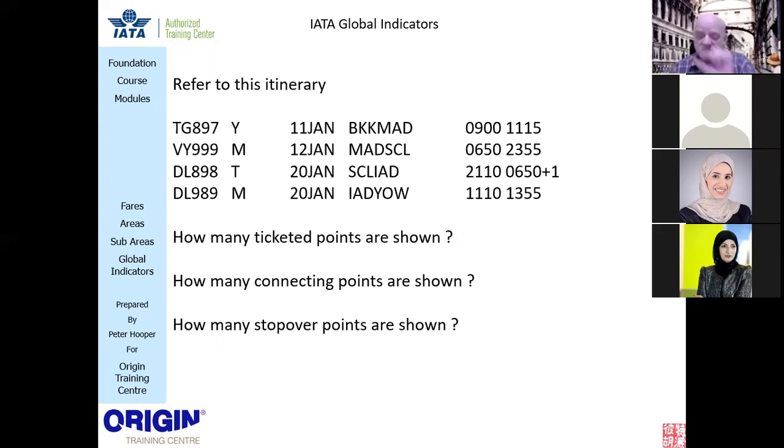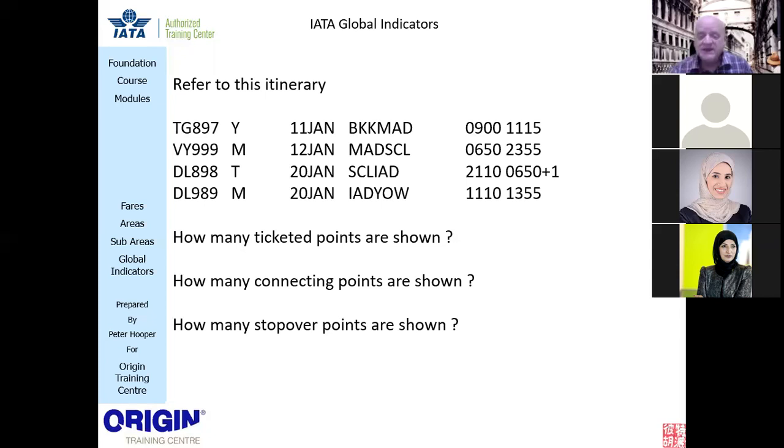Now, the previous one, we saw the linear fare calculation. Now we've just got an itinerary. I'm going Bangkok, Madrid, Santiago de Chile. SLC is Salt Lake City, SCL is Santiago de Chile. Anybody know where IAD is? Yes, Washington Airport, right. And then YOW, Ottawa in Canada.